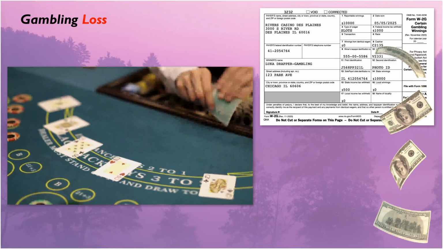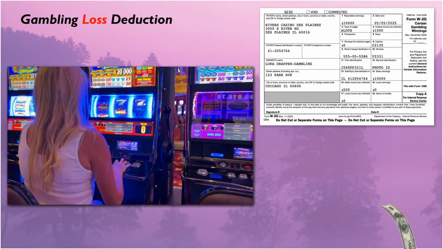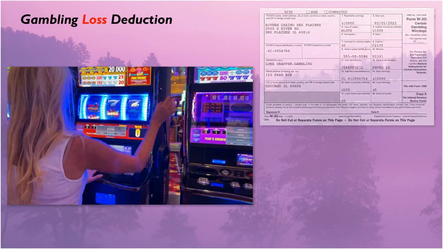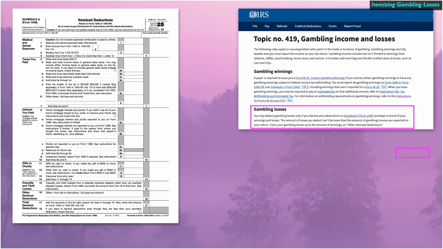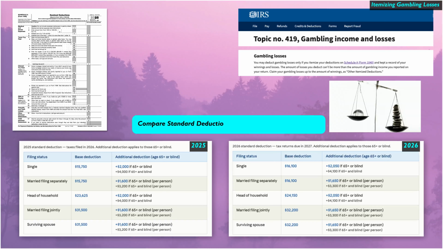Can you deduct gambling losses? It depends on whether you itemize. Let's walk through it. Gambling losses are only deductible if you itemize on Schedule A, meaning your total deductible expenses have to exceed your standard deduction. If they don't, the standard deduction wins and your gambling losses give you no tax benefit at all.